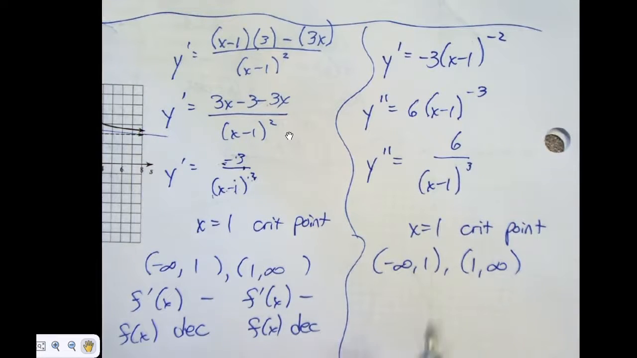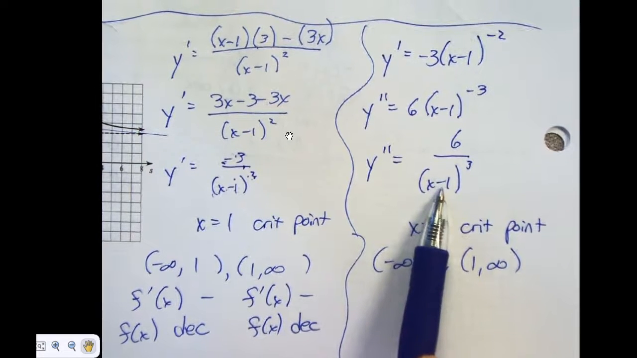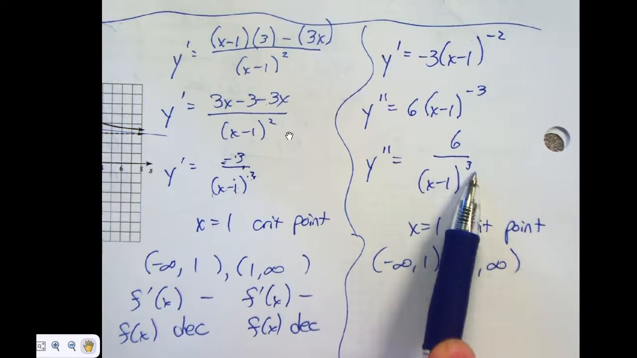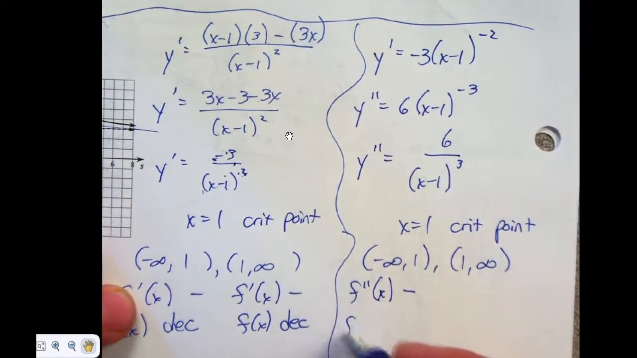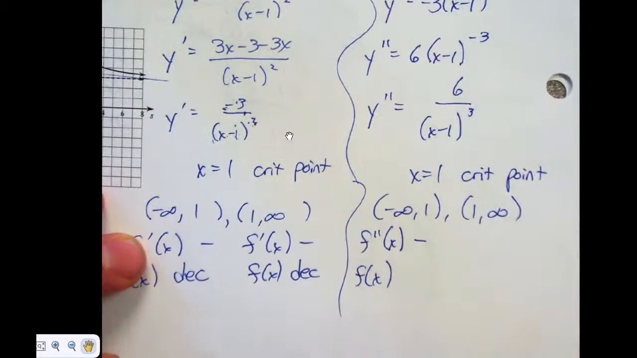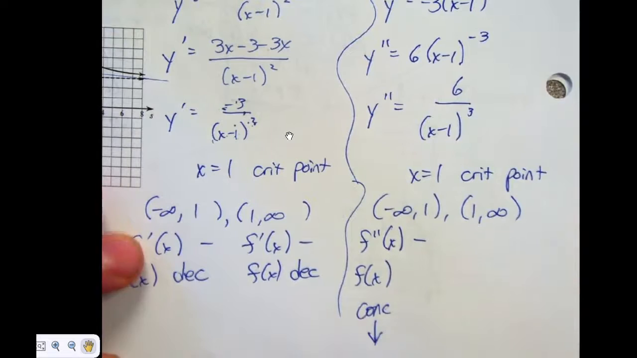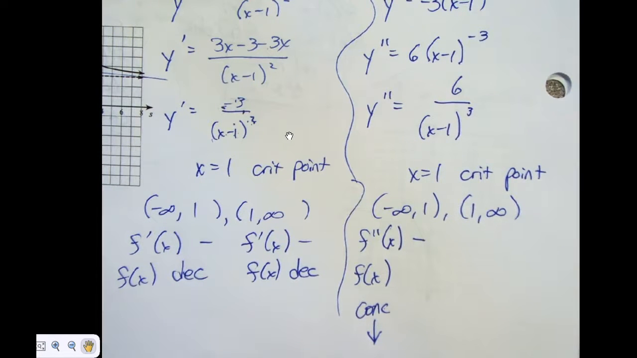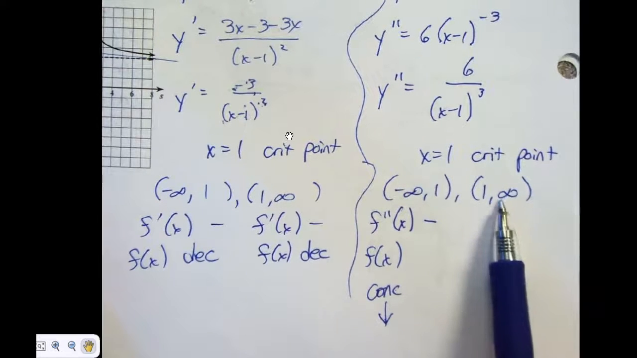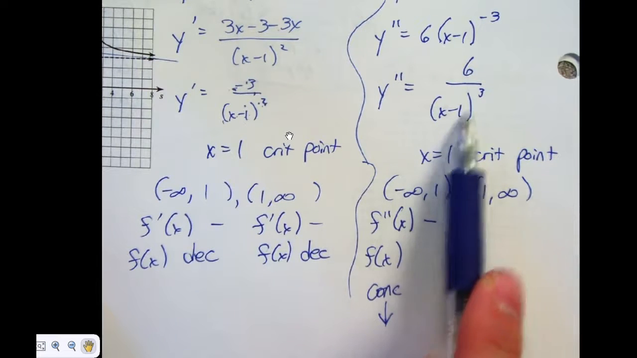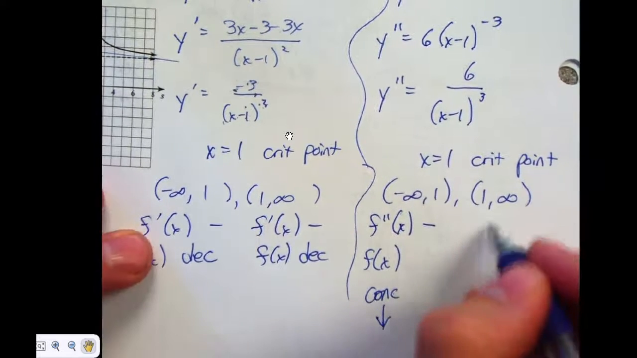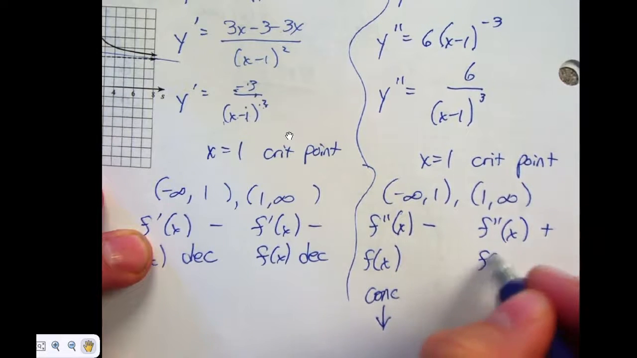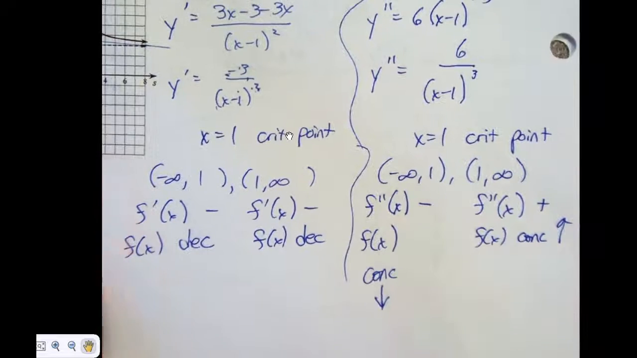Okay. So plug in 0. 0 minus 1? Positive or negative? Negative. Negative to the third power? Still negative. Positive divided by negative, negative. So f double prime of x is negative, which means f of x is concave down. Let's say we plugged in 5. 5 minus 1, positive to the third power, positive, positive divided by positive, positive. So the second derivative is positive, f of x is concave up.